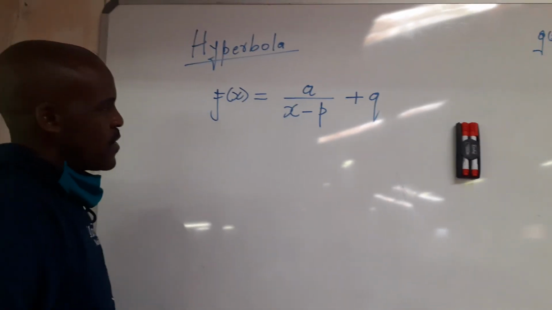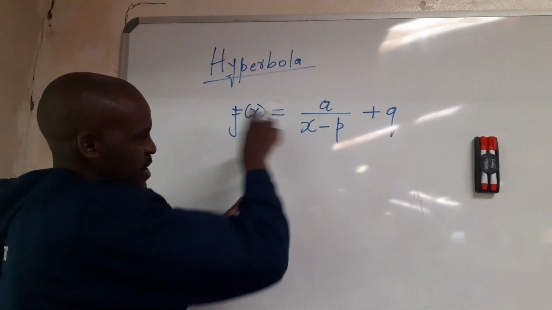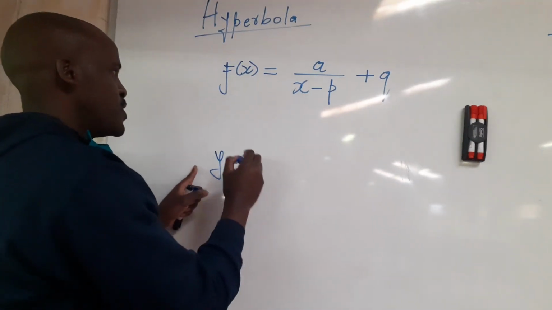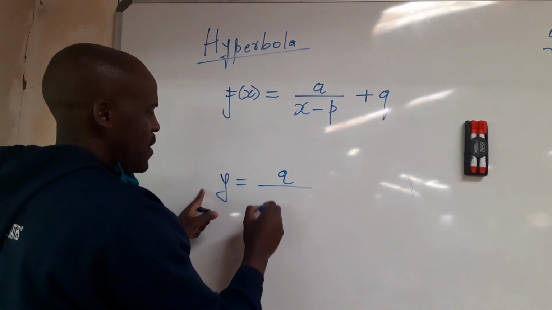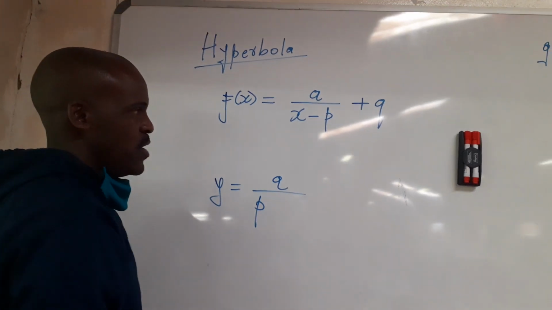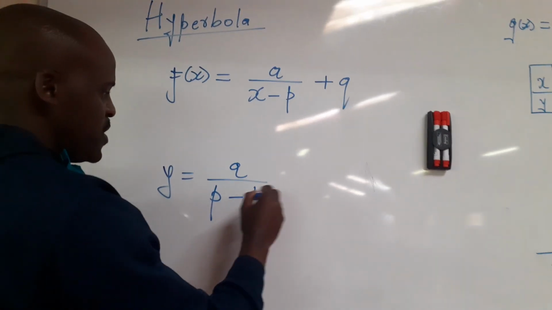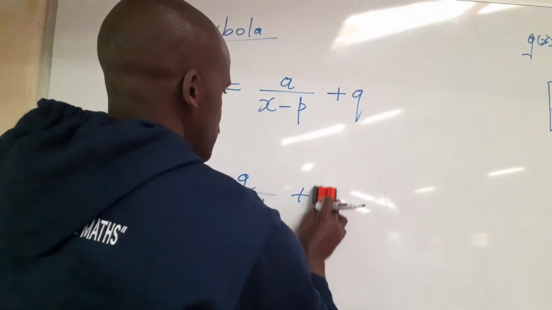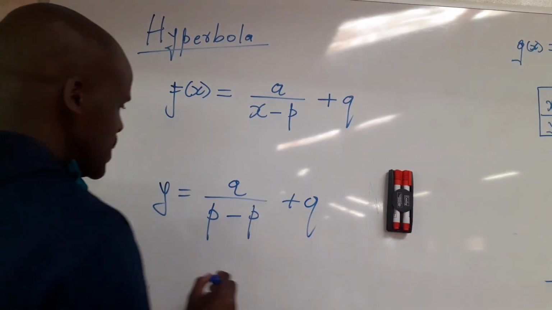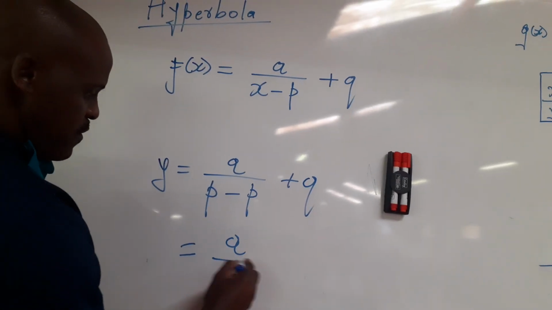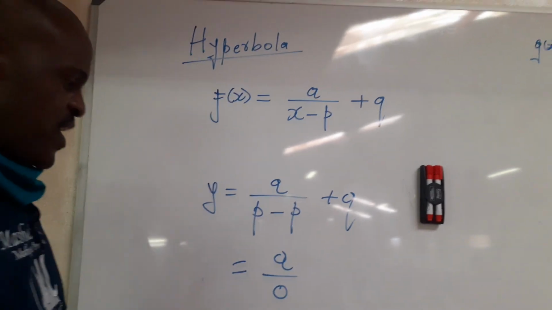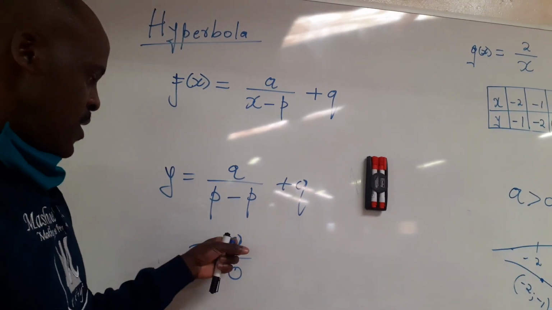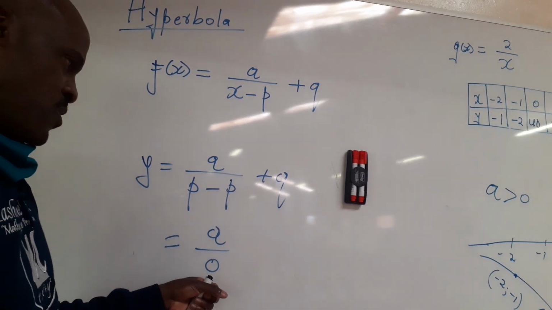Right. Let's see if we can solve this graph if our x is equal to p. If we are to put p in the place of x, then let's say y is equal to a over p minus p, plus q. This means that we are going to have a over 0. That doesn't exist. A number over 0 is undefined.